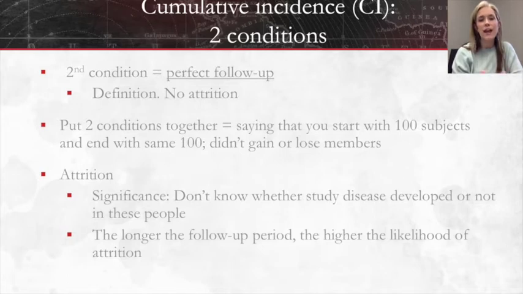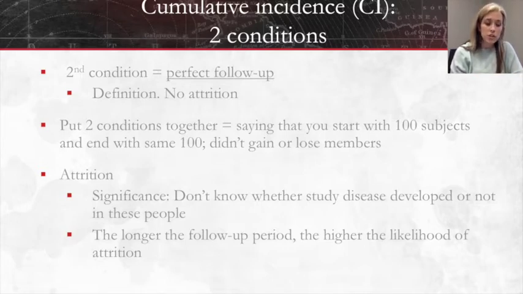However, the second condition is perfect follow-up. In a fixed cohort you can have attrition, but the second condition is that you actually can't have any attrition in the study. So if somebody started in your study on January 1st and you close your study December 31st, in order to calculate cumulative incidence, you must have everybody followed up in that study. Once you put these two conditions together, if you start with 100 subjects, you must end with the same 100. It just simply means you didn't gain or lose any members.